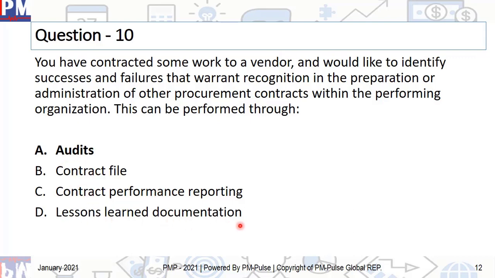And then lessons learned documentation. Yes, lessons learned documentation is not only about procurement, it could be about anything that is happening in the project. So this is a much wider thing. But to have a specific answer to what is being mentioned here, the answer is audits. And therefore, that's the correct answer.